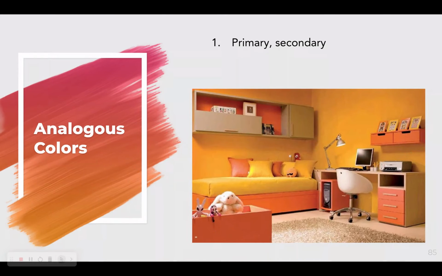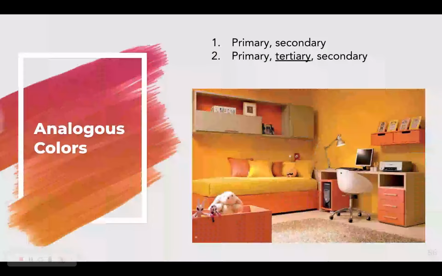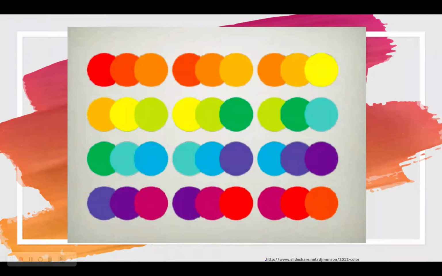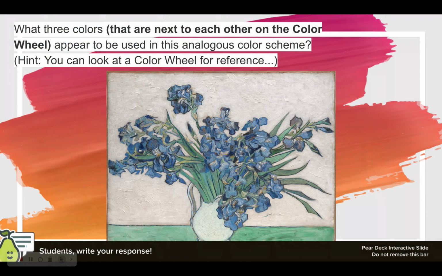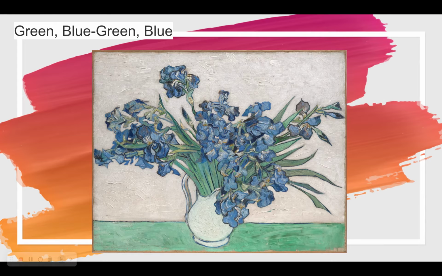So there's different ways to organize analogous colors. We can have a primary next to a secondary, or you can have a primary, a tertiary, and a secondary. Now these are different sets of analogous colors. Analogous color schemes really help create a mood or feeling in an artwork. So this painting here by Vincent van Gogh uses a lot of greens and blues. Yes, it uses some white, but that is just to help to create the background.